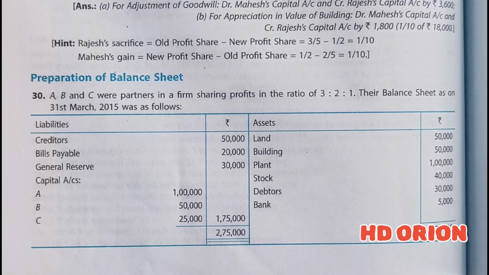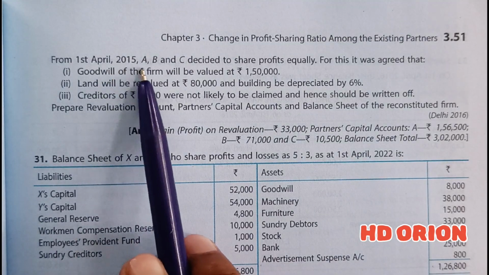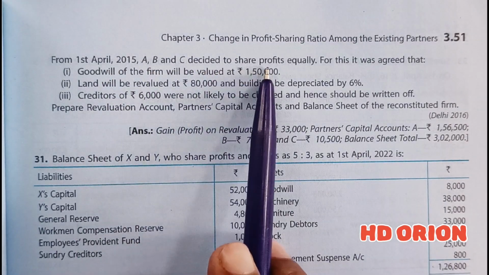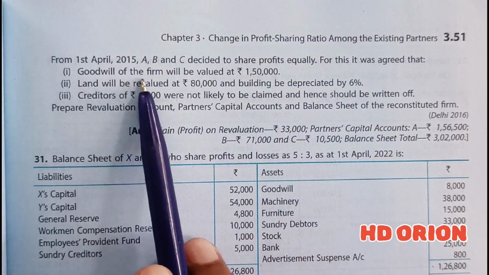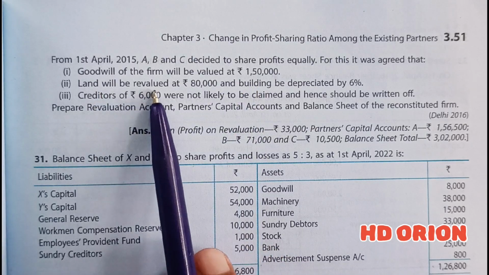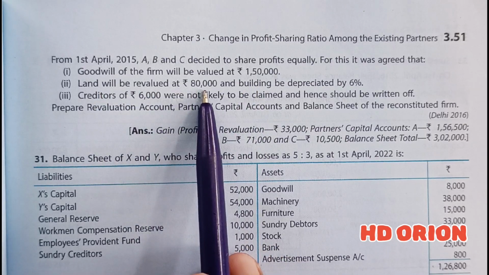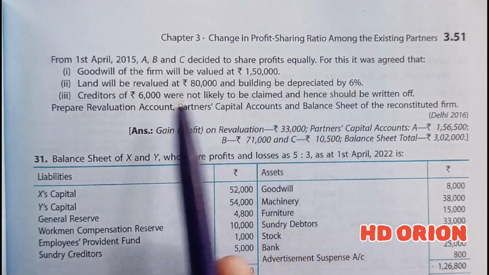Now with this balance sheet, there are certain other information given too. From 1st April 2015, A, B and C decided to share profits equally. For this, it was agreed that goodwill of the firm be valued at rupees 1,50,000, land will be revalued at rupees 80,000 and building be depreciated by 6%.